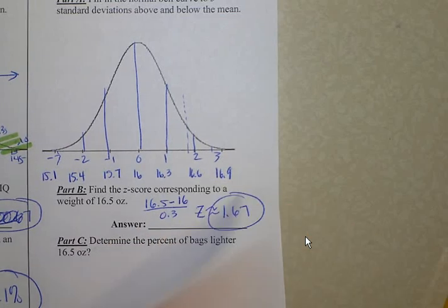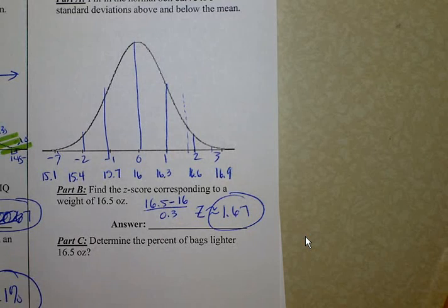Now, turn to your partner. Is that considered to be statistically significant or insignificant, and why? Go, 15 seconds.